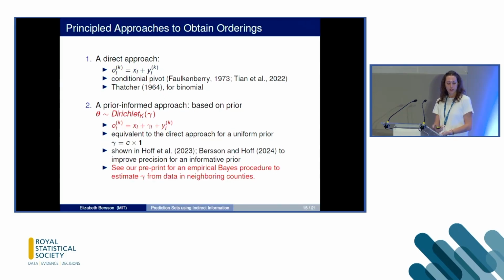Alternatively, you could use a prior informed approach based on a hierarchical model with a Dirichlet prior on the event probability vectors with a concentration parameter gamma. If you have some auxiliary information on how to specify this concentration parameter, or maybe we have data from other sites or counties that we could use to estimate it, then you can sort the categories according to a posterior predictive probability mass.